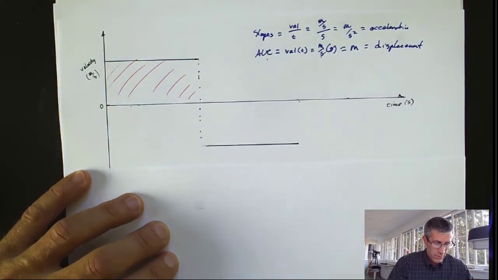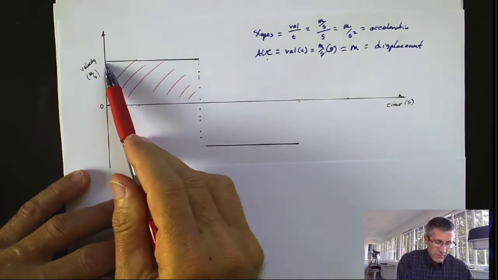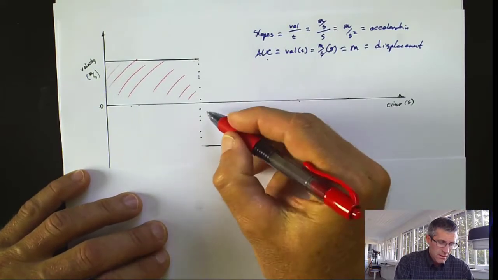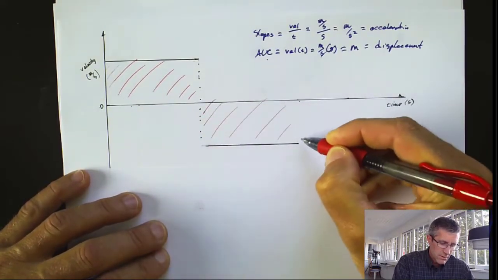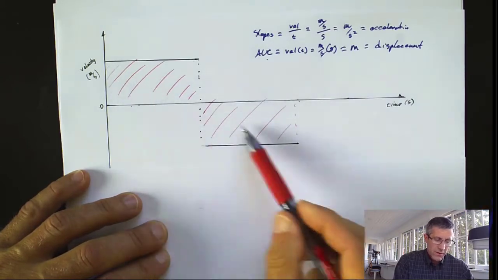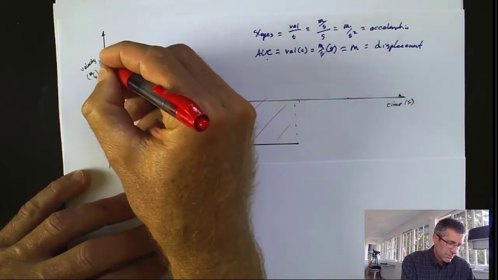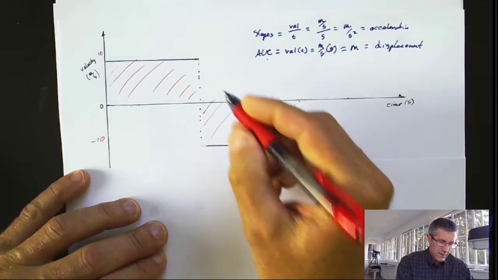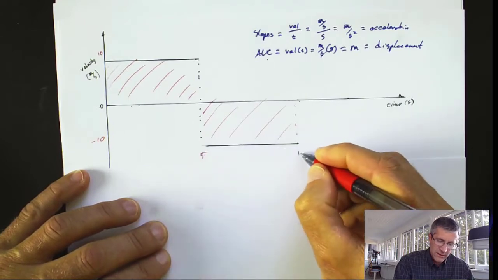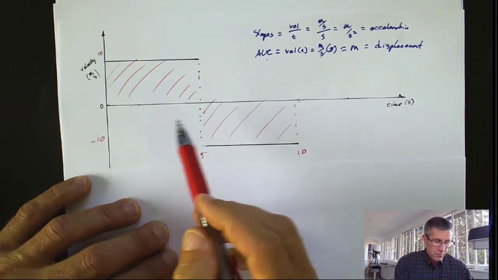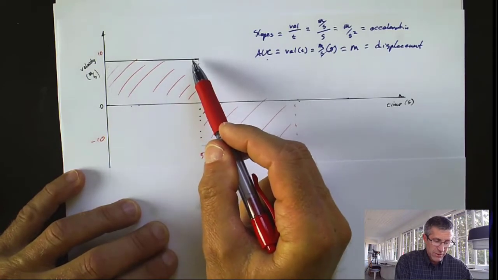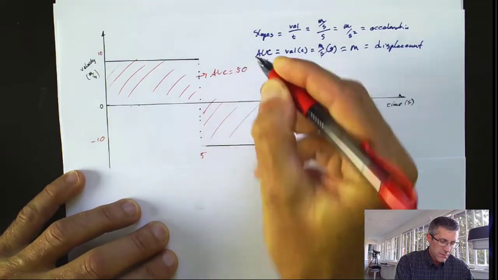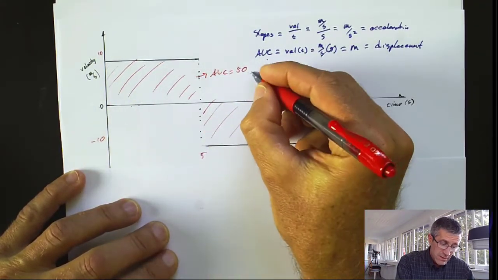So if I look at this, how far have I gone? Well, I've gone in a positive direction. I've gone this chunk, whatever this is. Same thing down here. How far have I gone? Let's put some numbers on here. I'm going to call this 10 meters per second, and this negative 10 meters per second. And I will say this is 5 seconds, this is 10 seconds. Okay. So if I've gone 10 meters per second for 5 seconds, my area under the curve here is going to be 50 meters per second times seconds, which is meters.